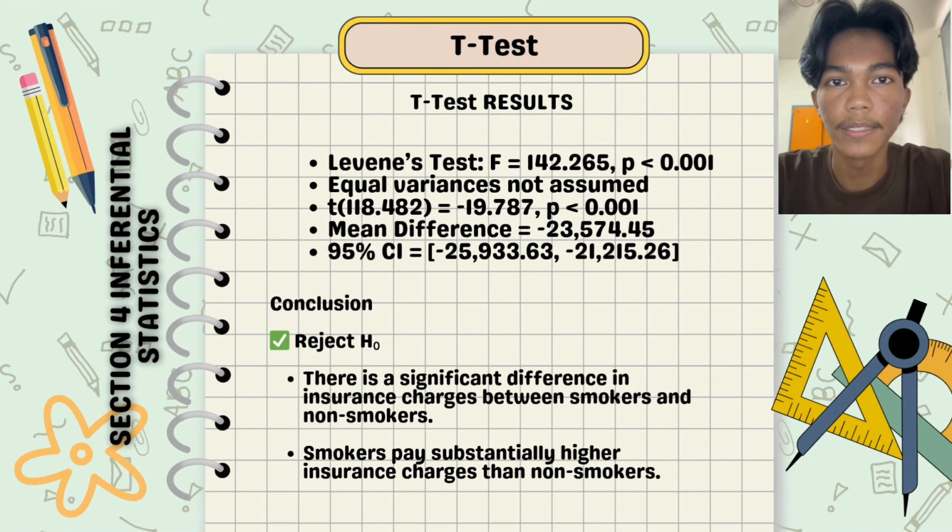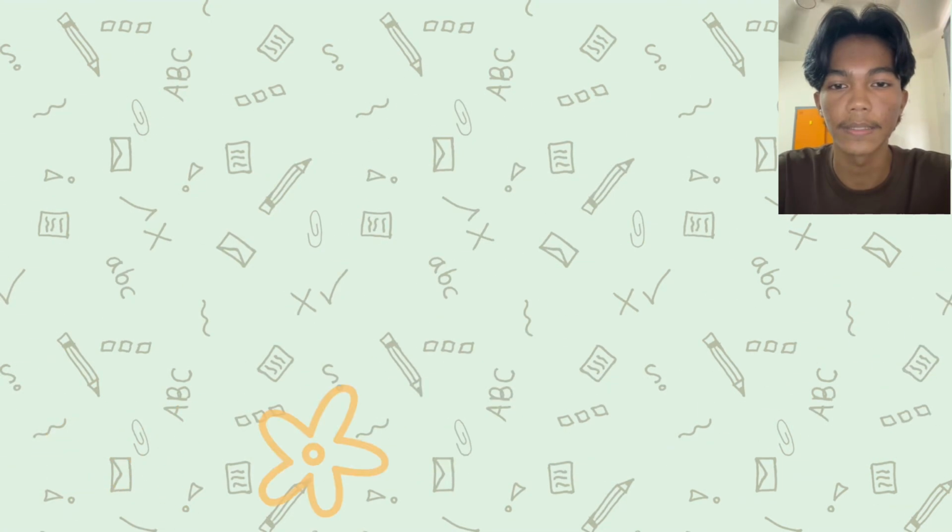Looking at the t-test result, the Levene's test was significant with p less than 0.001, indicating that equal variance could not be assumed. Therefore, the results from the equal variance not assumed row were used. In conclusion, reject the null hypothesis because there is a statistically significant difference in insurance charge between smokers and non-smokers. Specifically, smokers pay a higher insurance charge compared to non-smokers.